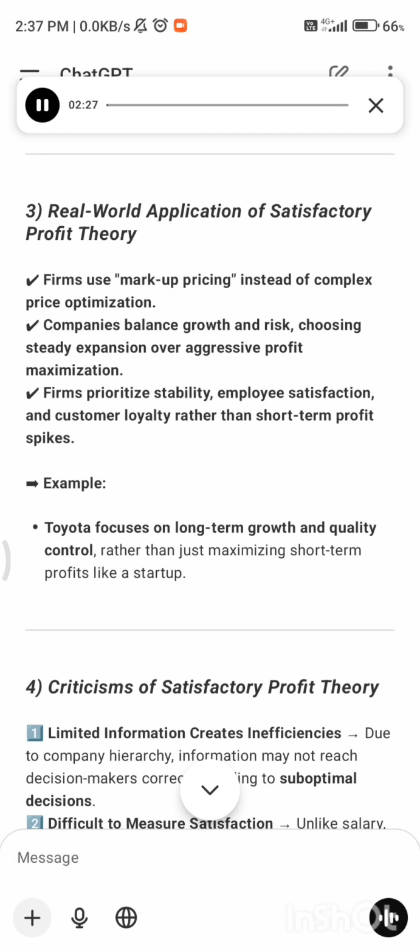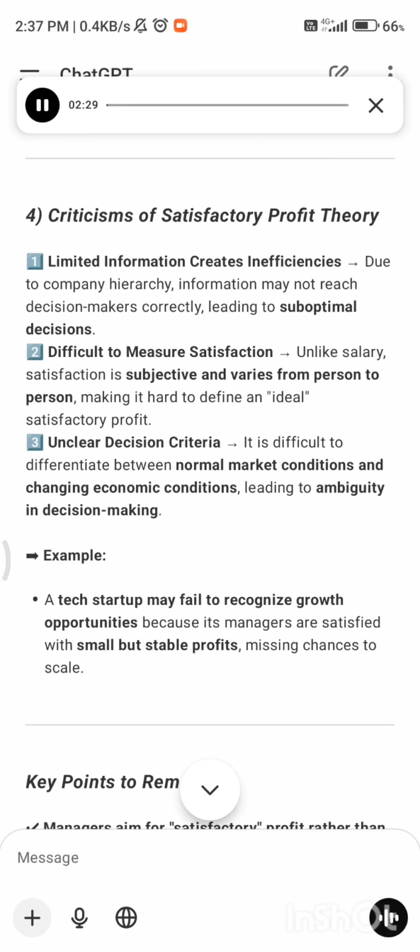4. Criticisms of satisfactory profit theory. 1. Limited information creates inefficiencies. Due to company hierarchy, information may not reach decision-makers correctly, leading to suboptimal decisions. 2. Difficult to measure satisfaction. Unlike salary, satisfaction is subjective and varies from person to person, making it hard to define an ideal satisfactory profit.